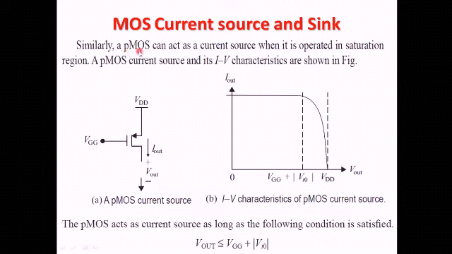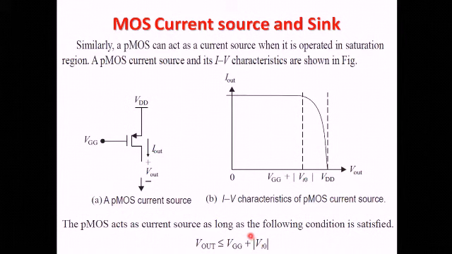Now let us see how PMOS acts as a current source. Similarly, a PMOS can act as a current source when it is operated in the saturation region. A PMOS current source is this one, and the IV characteristics are shown like this. This one is Vout, Iout, and this is the curve. Now a PMOS acts as a current source if the following condition is satisfied, that is Vout is less than or equal to VGG plus modulus of VT0. This one is the condition. I hope MOS current source and sink is clear to all of you.